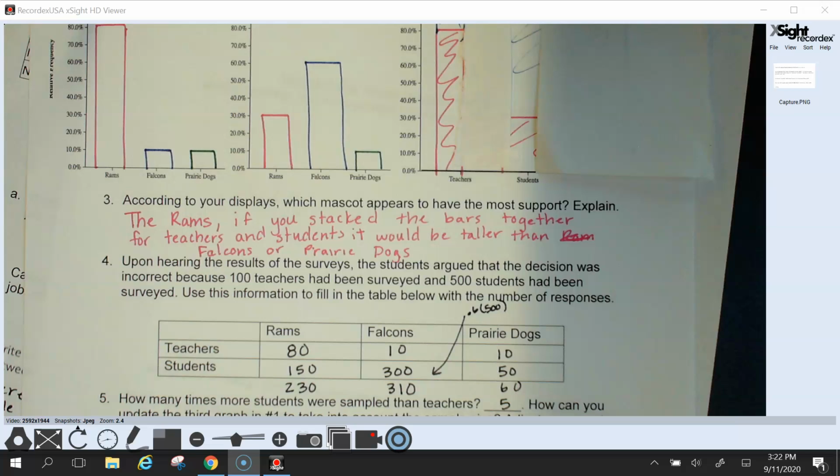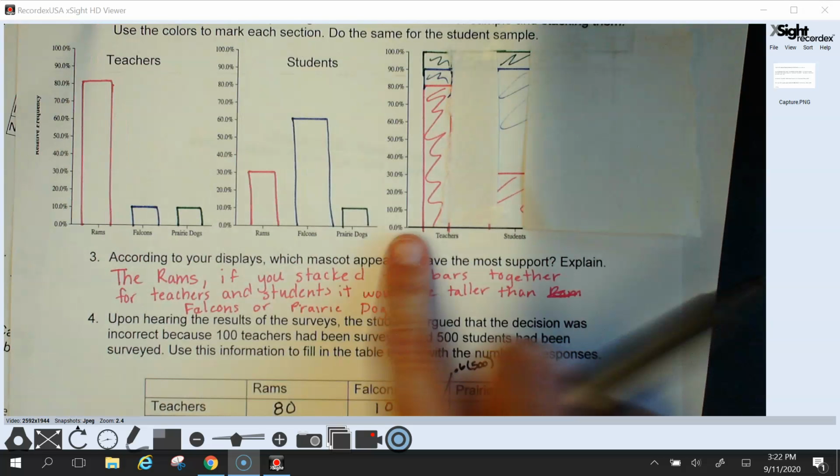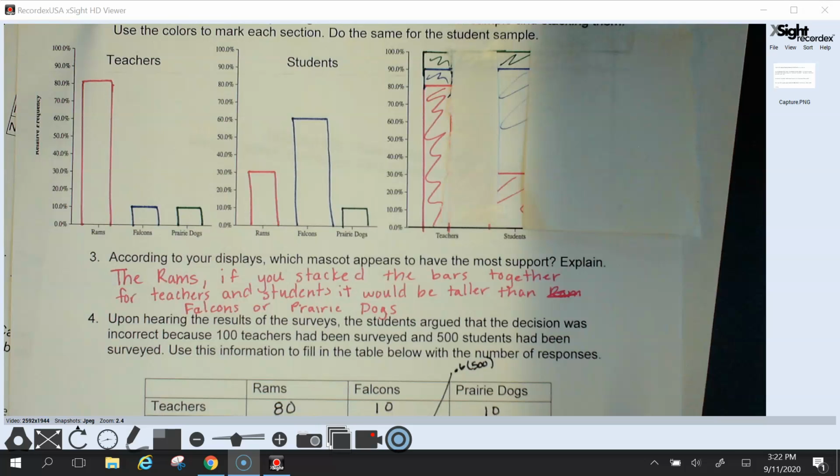Now it said how many times more students were sampled than teachers? Well, 100 teachers, 500 students. That answer was 5. Now the question here is, how can you update the third graph in number 1 to take into account the sample size? So it was 5 times more likely. Looking at this graph right now, it's not perfect, but it's 1-to-1. So I need to expand this.